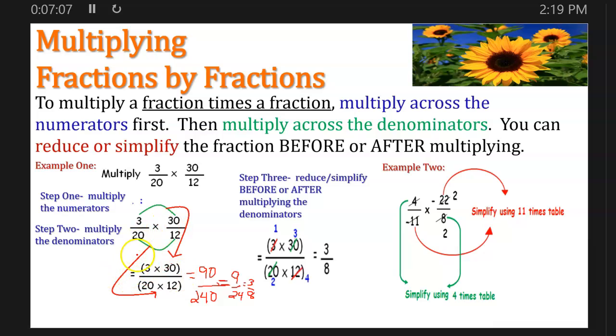So again, when you just multiply across the top and the bottom, you'll get the right answer, but it'll usually be a larger number that you have to simplify down or reduce, okay?